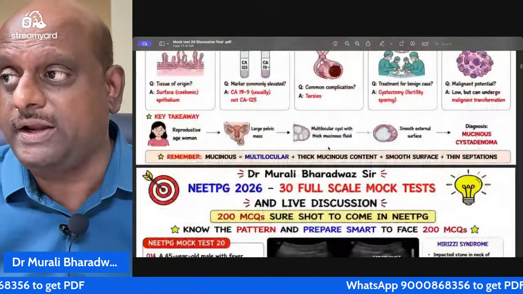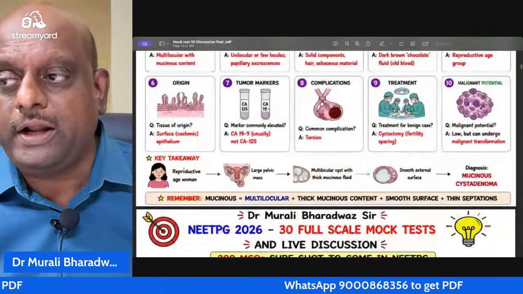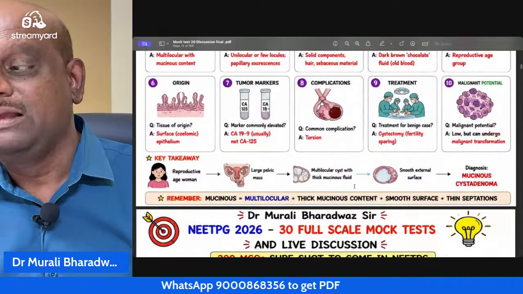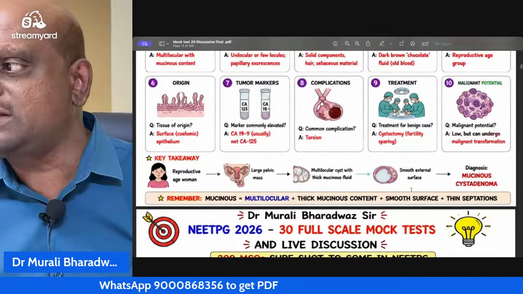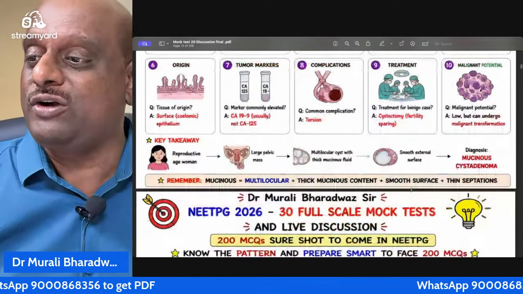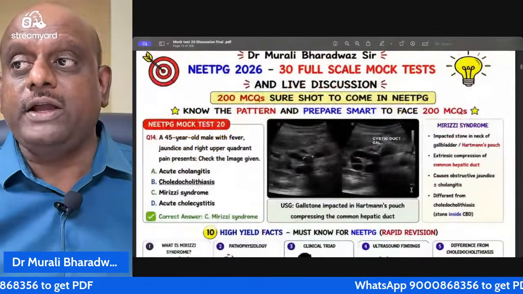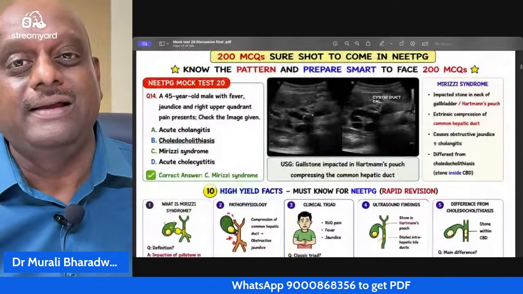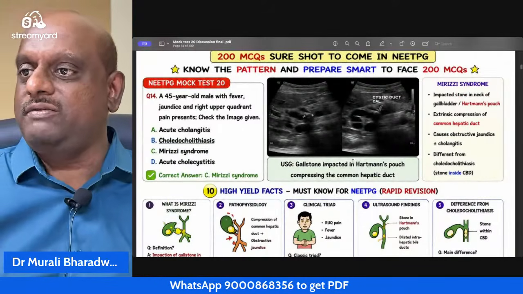The mucinous cystadenoma. So, reproductive age women, large pelvic mass, multilocular cyst, thick mucinous material, smooth external surface, the diagnosis is mucinous cystadenoma, is what we need to remember. 45-year-old male with fever, jaundice, right upper quadrant pain. What is your diagnosis, doctor, when you look at it?